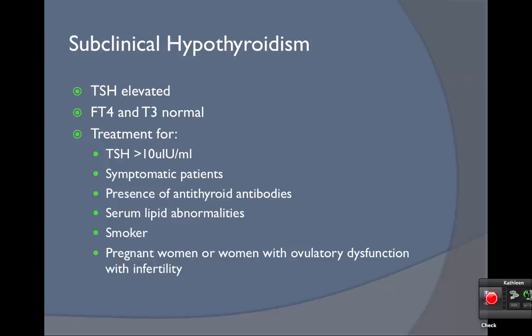Subclinical hypothyroidism: TSH is elevated. Free T4 and T3 are normal. Treat for a TSH greater than 10, patients who are symptomatic, patients who have presence of antithyroid antibodies, serum lipid abnormalities, a patient who smokes, and pregnant women or women with ovulatory dysfunction with infertility.